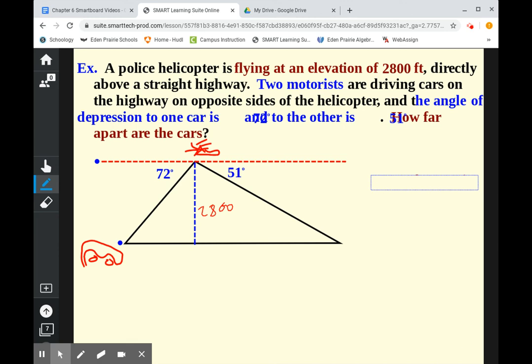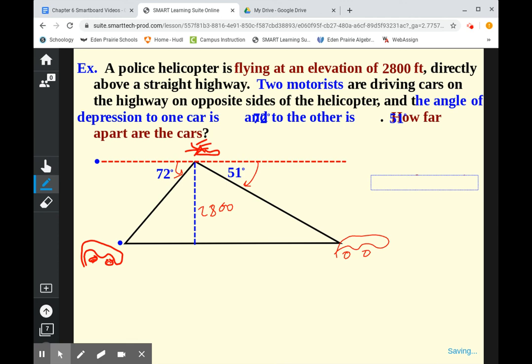So you got one car here. That's my best drawing of a car. Okay. Take it for it as it is. Here's another car. Yep. There you go. They're driving on opposite sides of the helicopter. The angle of elevation, or excuse me, the angle of depression to one car is 72 degrees. So this angle is 72 degrees, and the other is 51 degrees. This is how far apart are the cars.